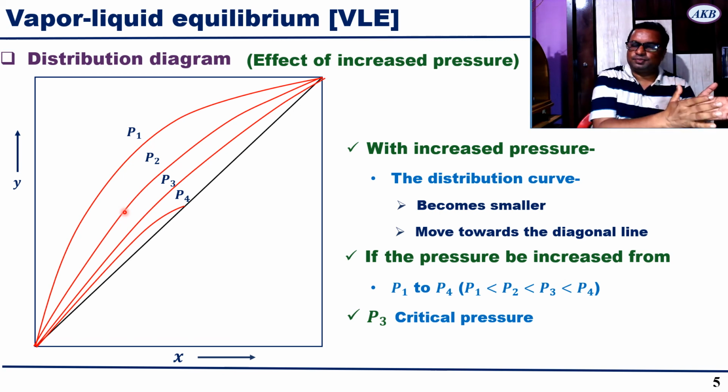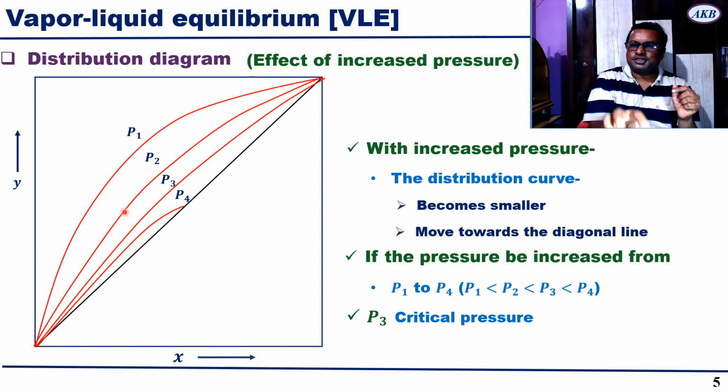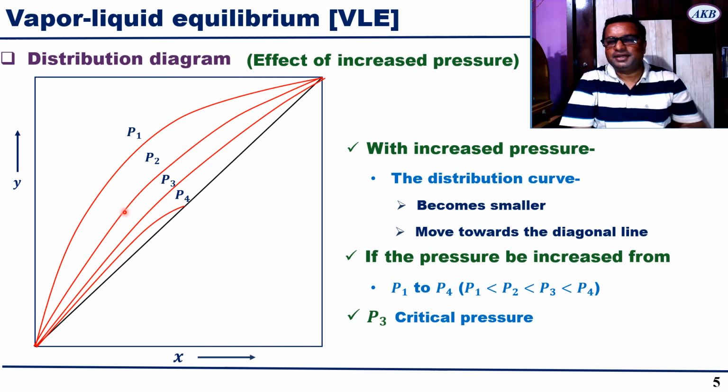Okay, so for obtaining the distribution diagram, we are using the tie line data on the boiling point diagram. Every tie line on the boiling point diagram becomes a point on the distribution diagram. And finally, we saw what is the effect of increased pressure. When pressure is increased, it affects the distribution diagram. And if pressure becomes greater than the critical pressure of either of the components, then the distribution curve will not exist. Okay. So with this, I end my discussion for today.